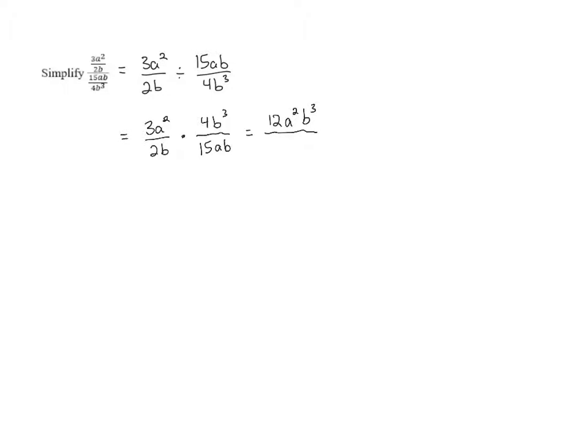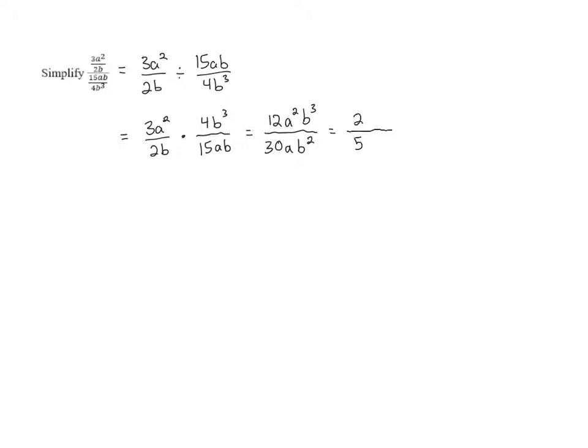In the denominators, 2 times 15 is 30. And we also have an a down there. And if we multiply the b's, b times b is b squared. So the denominator becomes 30ab squared. And then we can simplify from here. 12/30 reduces. Both 12 and 30 are divisible by 6. So when we reduce by 6, we end up with 2 over 5.